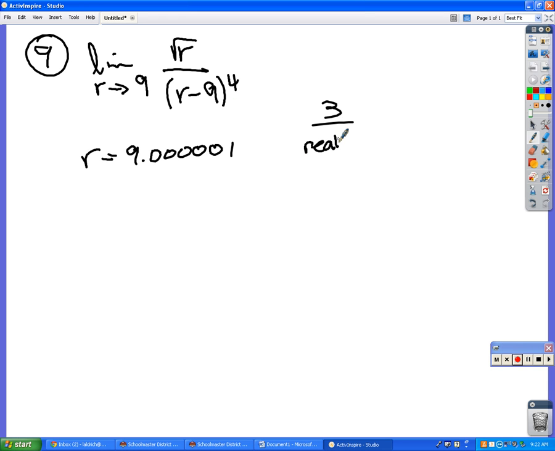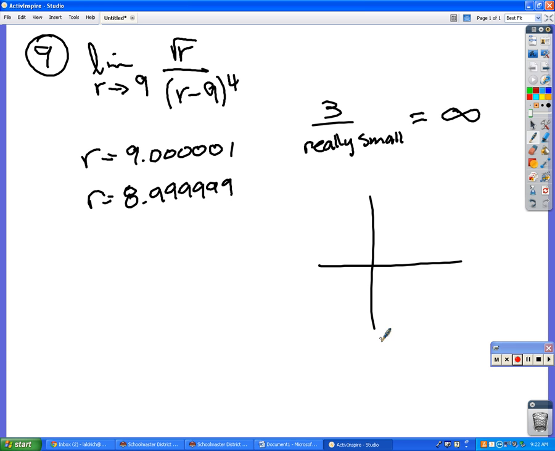So this is really small. Okay? And 3 divided by a really, really small number is going to be a big number, so we're going to say infinity. Then you need to think about if r is just on the other side of 9, because if you weren't looking at the graph, it's possible that at 9, one part could go this way and one part could go that way, right? Which would mean that there would be no limit. So you've got to check both sides of 9.